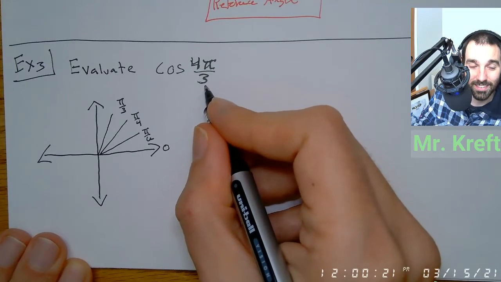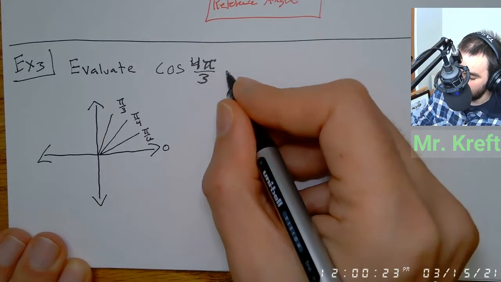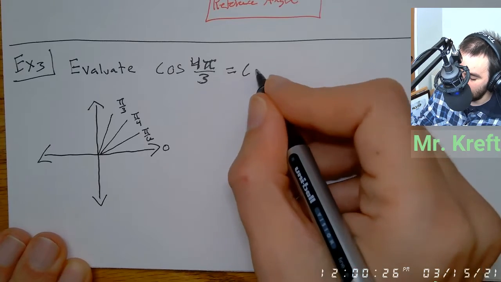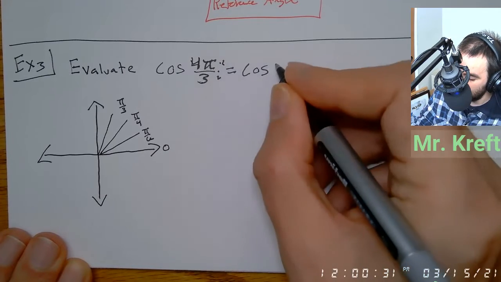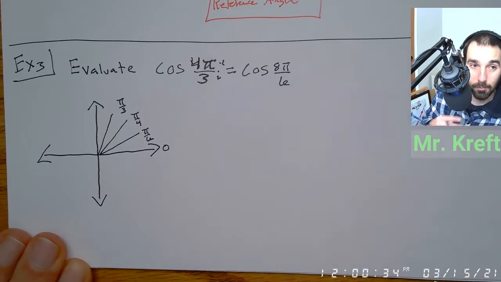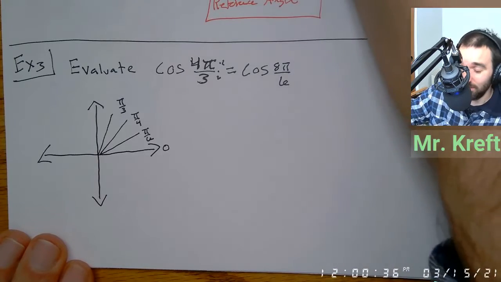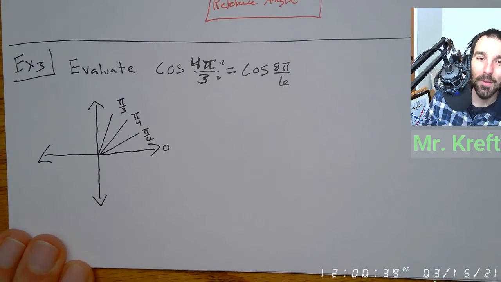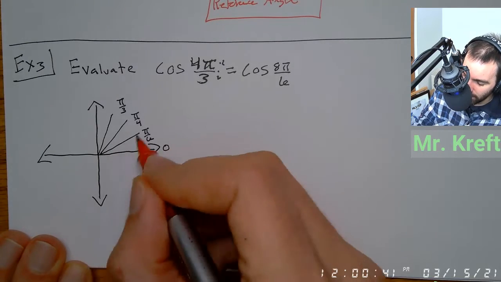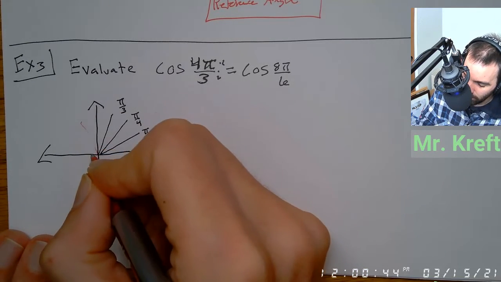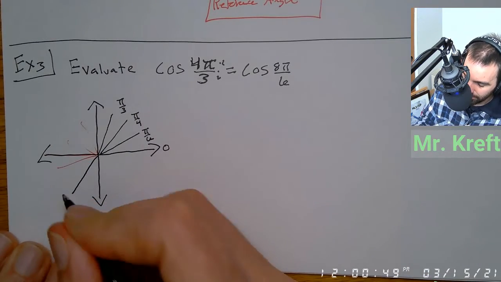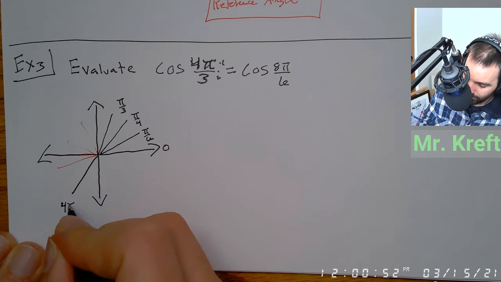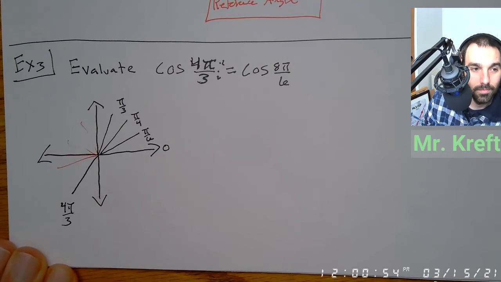So what I like to do is convert this to sixths. So cosine of 4 pi over 3 is the same as cosine of, I'm just going to multiply the top and bottom by 2 here, 8 pi over 6. It's a personal preference. If you like counting by thirds, more power to you. So let's see here. I have 1, 2, 3, 4, 5, 6, 7, 8. You guys see how I did that?